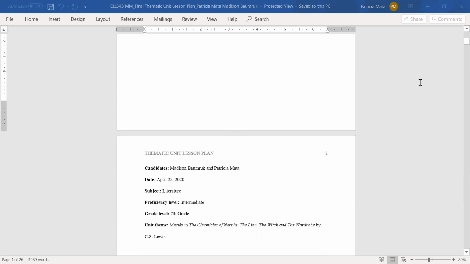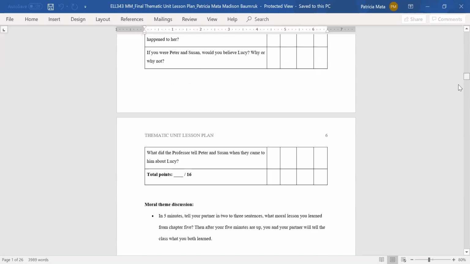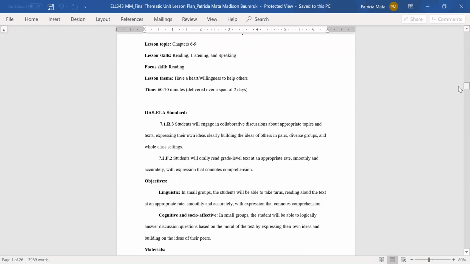So this thematic unit lesson plan is for the subject of literature, and it's best used for students of the intermediate or even advanced proficiency level. And it would be used for 7th graders. And the theme of this unit is the morals in the Chronicles of Narnia, The Lion, the Witch, and the Wardrobe by C.S. Lewis. So I'll be walking you through lesson 2 of this lesson plan.